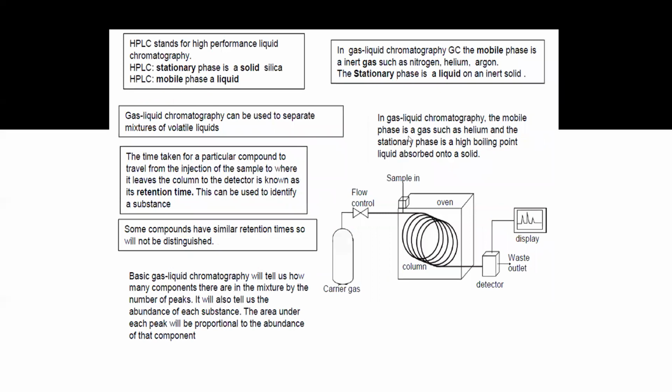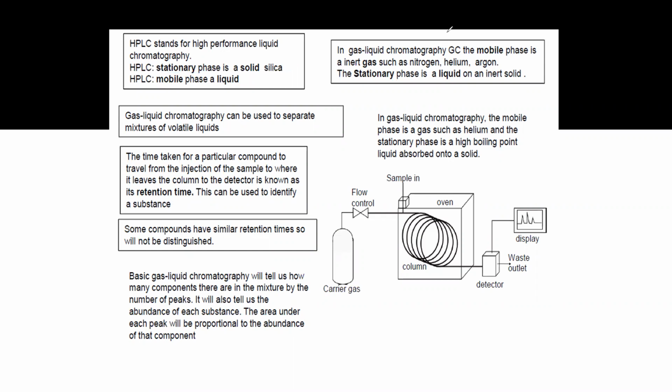Then we can also have high performance liquid chromatography as well. In high performance liquid chromatography, we have a stationary phase such as silica gel, and the mobile phase is a liquid. We can also use gas liquid chromatography to separate a mixture of volatile liquids.